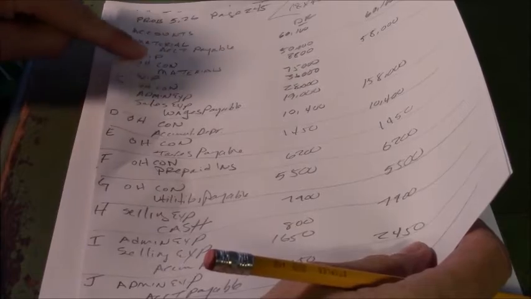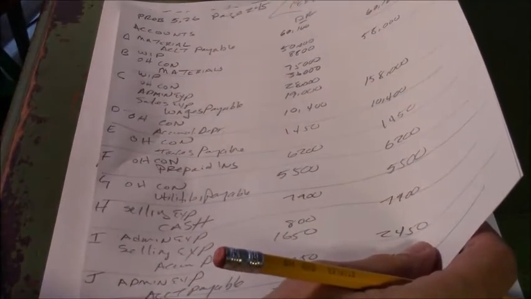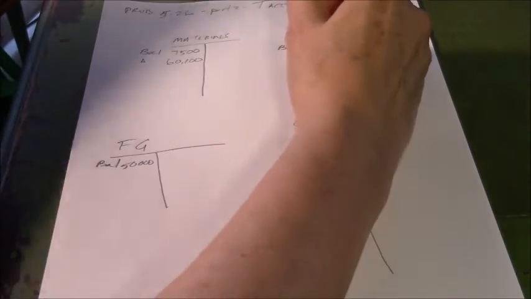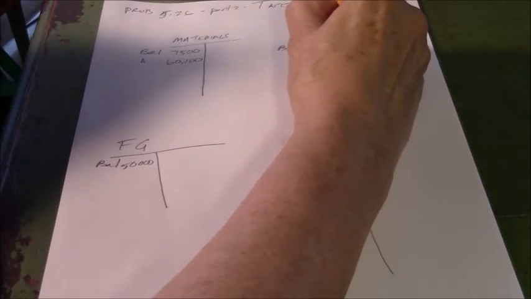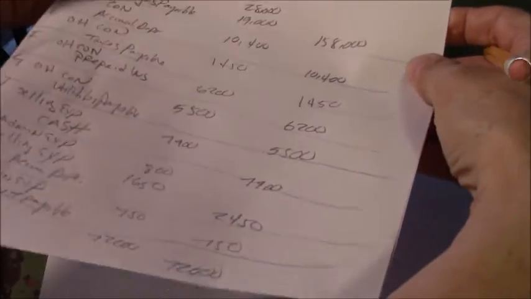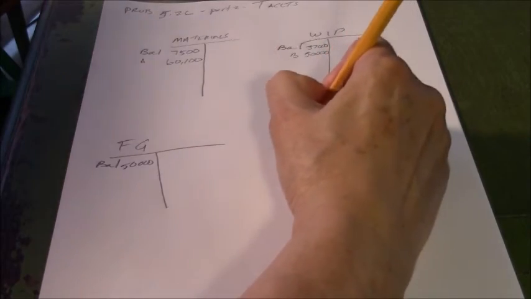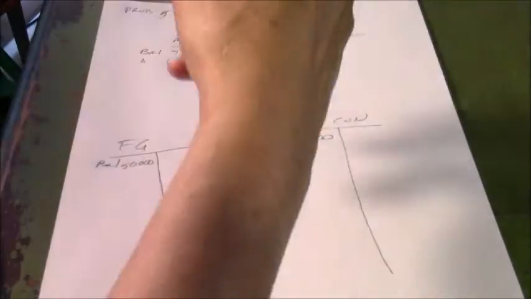Transaction B, there you go, we affect all three of them. So transaction B, we debit work in process, 50. We debit overhead control, 8,800. And we credit materials, 58,000.